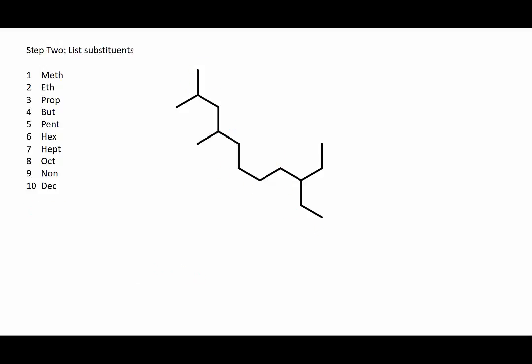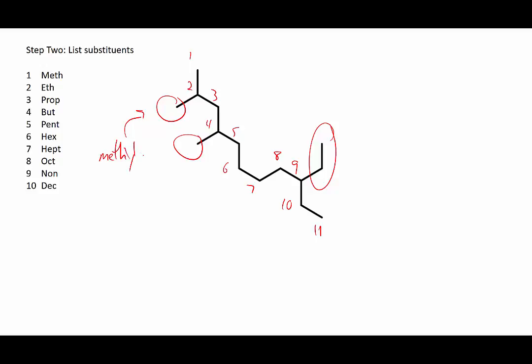Okay? So the next step, we're going to list the substituents. Again, let's number our chain, and circle anything that is not on the parent chain. So there's a substituent here, there's a substituent here, and there's a substituent here. So let's figure out what these are. Coming off of this carbon here, this is a methyl group. It's only 1 carbon long. Same thing here, only 1 carbon unit. This substituent here is an ethyl group because it has 2 carbons in it.